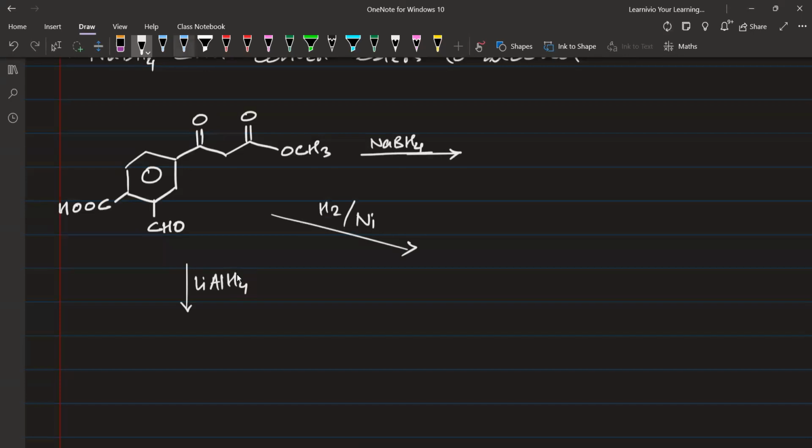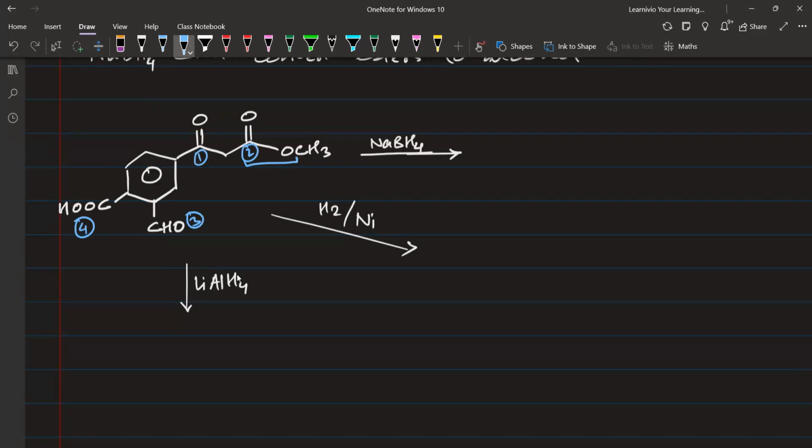Now, here we have a few different groups. So this first one is ketonic group. This second one, if you see this whole thing, this is ester. Now this is the third group, which is aldehyde. This is the fourth group, which is carboxylic acid. अब इसमें बात ये है कि sodium borohydride, what are the? So here we have four groups, right?